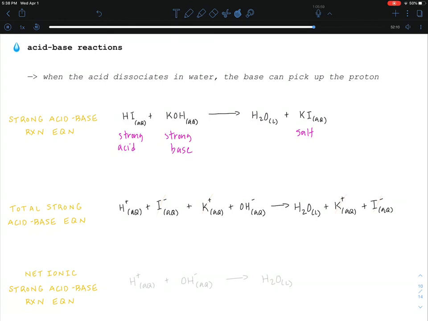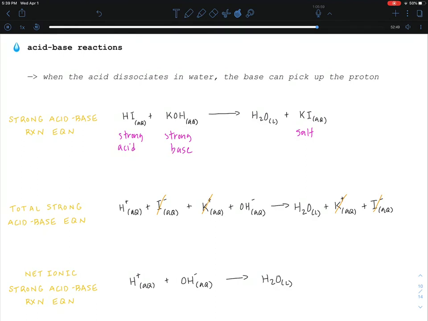So effectively, on both sides of the equation, I've got some spectators, right? I've got the iodide anion, I've got potassium. And so my net ionic equation here for my strong acid-base reaction is going to be the proton source. This is what I care about. What did I make? I made something that wasn't an ion in solution. How did I do it? These two things came together.